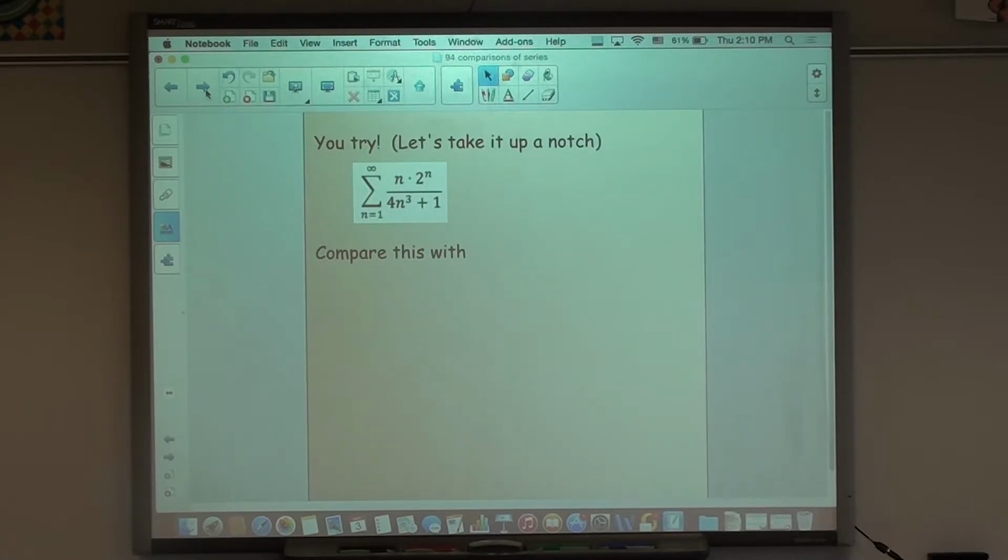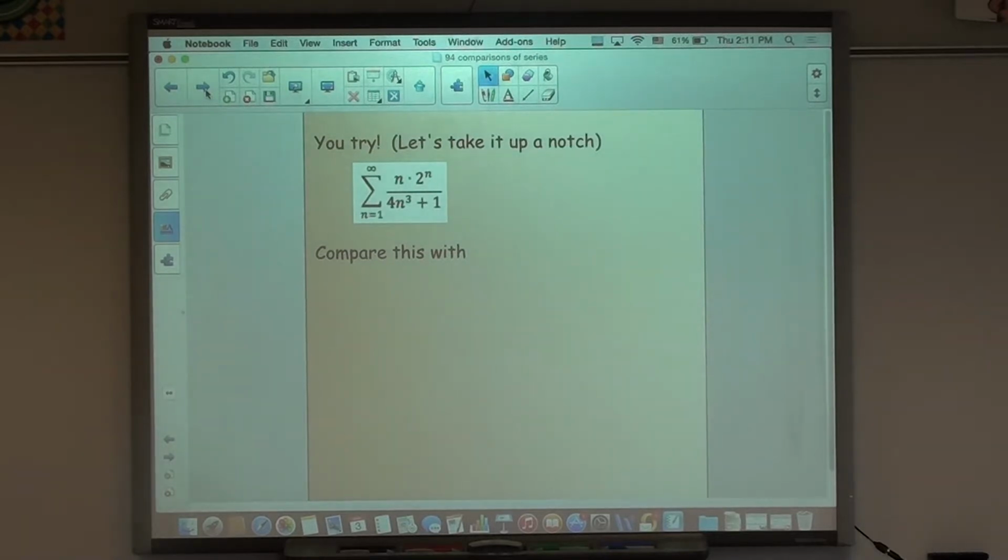Alright, so you can compare it to n times 2 to the n over 4n. We'll just cancel. n times 2 to the n, or n can take the 4. Exponential, 2 to the n over, so that we know it diverges.